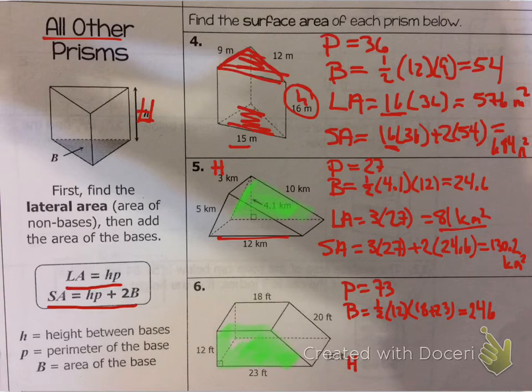Now, I gave you the height for number 6, the perimeter and the base. See if you can do number 6 by yourself. To get full credit, you have to show me that. And number 7 and number 8. If y'all need any help, feel free to send me a message through Remind or whatever.